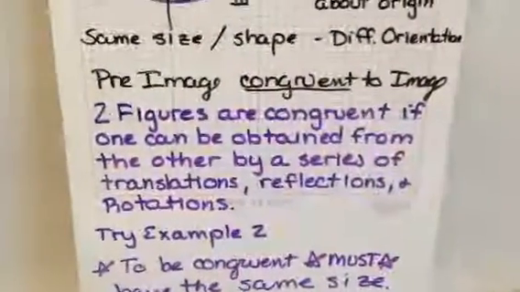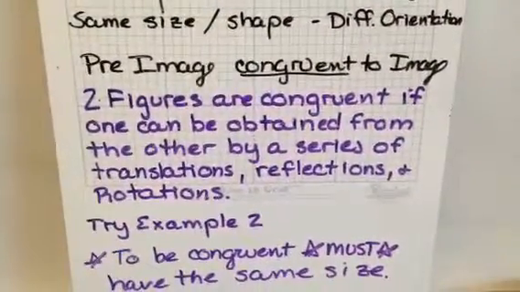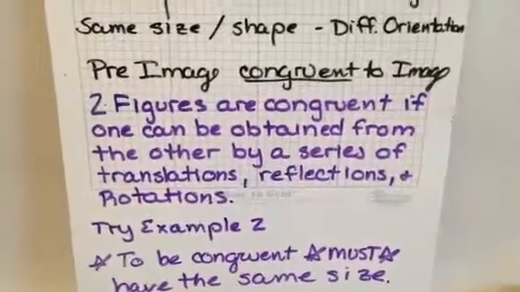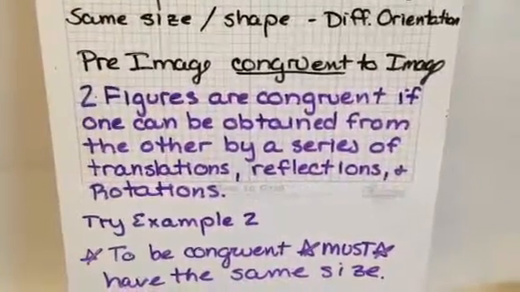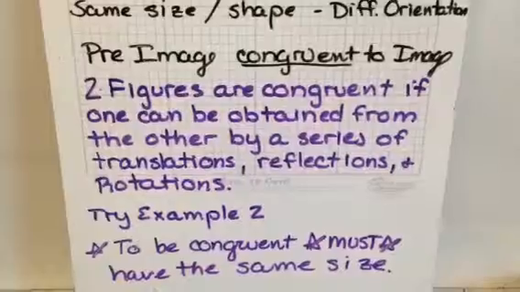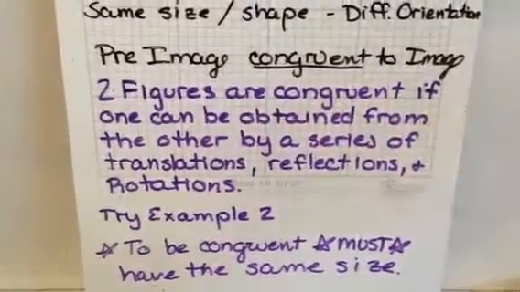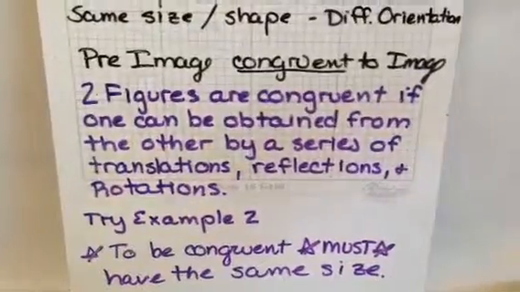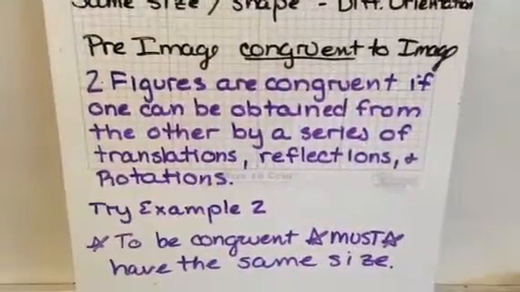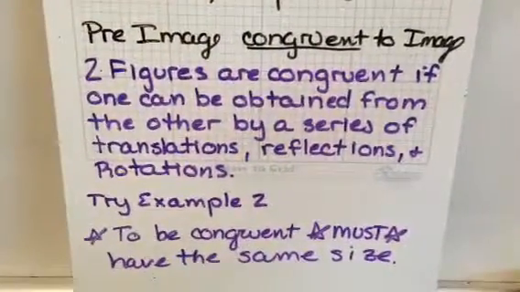Two figures, for sake of clarity, are congruent if one can be obtained from the other by a series of translations, reflections, and rotations. And this is true because every time you do those transformations, you are not changing the size. Remember, congruent means it is the same size.